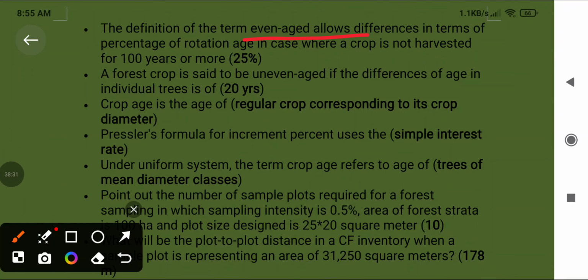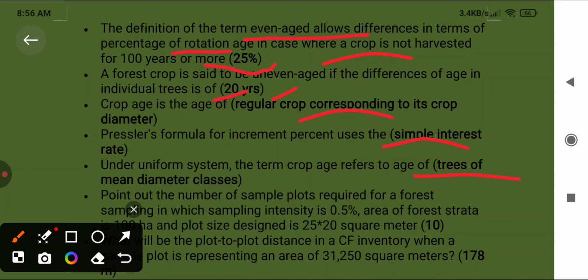The term even aged, the difference in terms of percentage of rotation age is, where a crop is not harvested for 100 years or more than 25% of forest crop is said to be uneven aged if the difference of age in individual tree is of 20 years. Crop age is the age of regular crop corresponding to its crop diameter. Pressler formula for increment percent used simple interest rate. Under uniform system, the term crop age referred to age of trees of mean diameter classes.